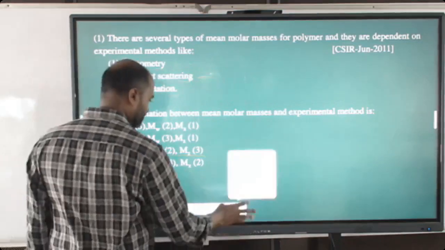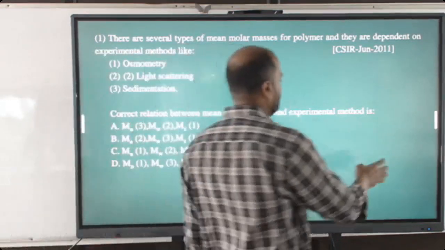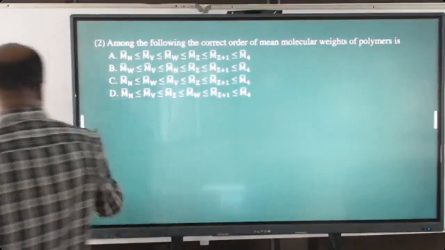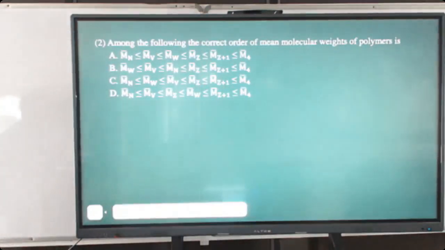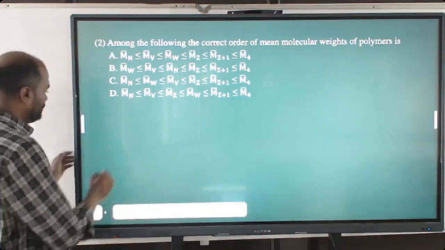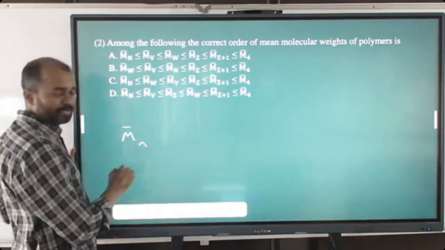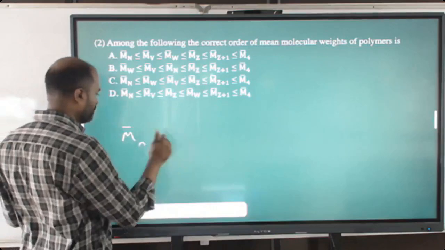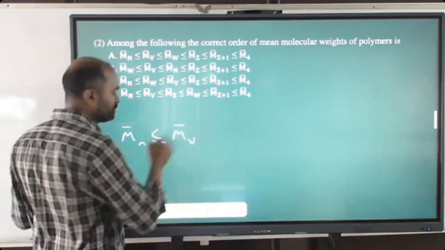Next, second question. That's important. Among the following, the correct order of mean molecular weights of polymers is. The lowest value is for number average molar mass. Then viscosity average.